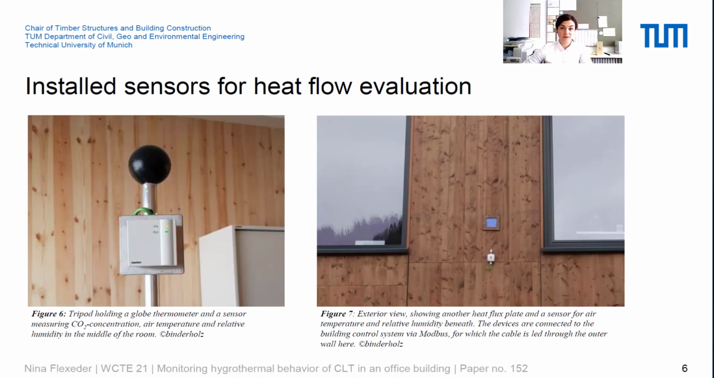On the left-hand side, you have a picture of one of our typical tripods where we have a globe thermometer as well as a sensor to measure air temperature, relative humidity of the air, and CO2 concentration. On the right hand side, you can see one of the heat flux plates that is mounted outside of the wall, as well as another sensor to measure relative humidity and air temperature in immediate vicinity of the exterior wall.